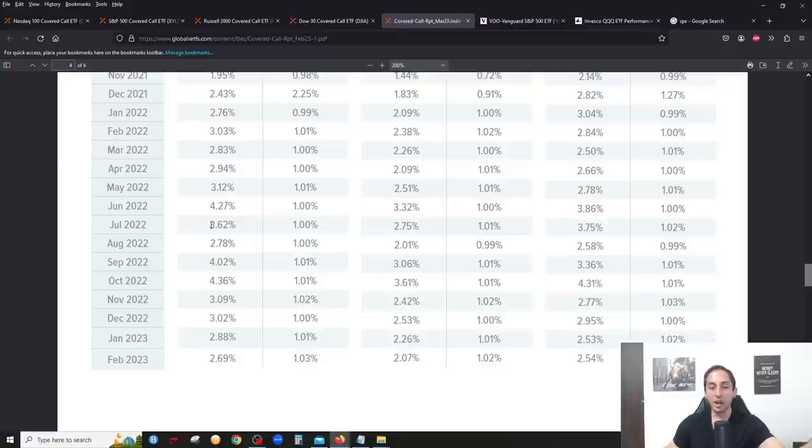3.62. What's lower, half of that or 1%? Obviously, it's 1% because half of 3.62 would be 1.7 or something like that. So they're going to give out 1%.